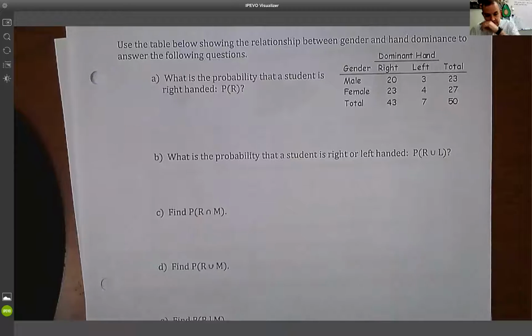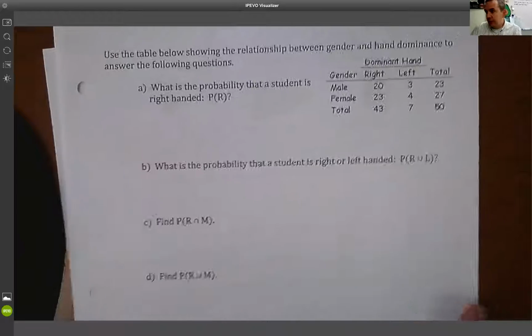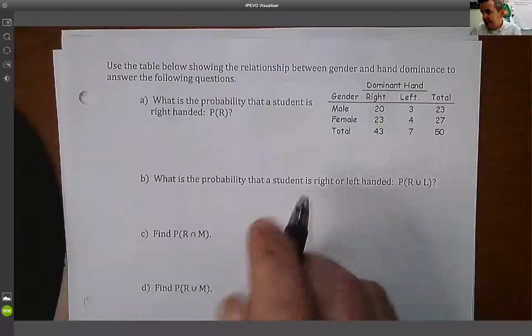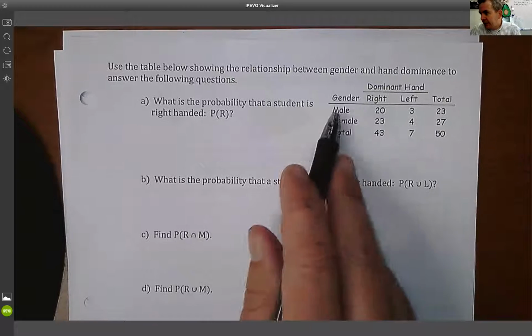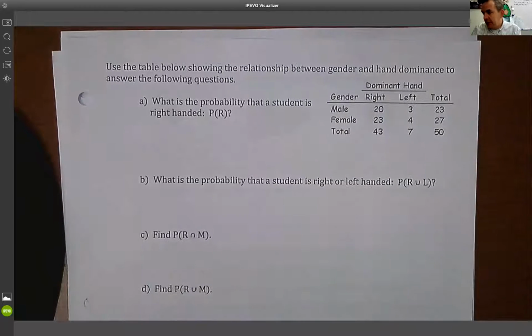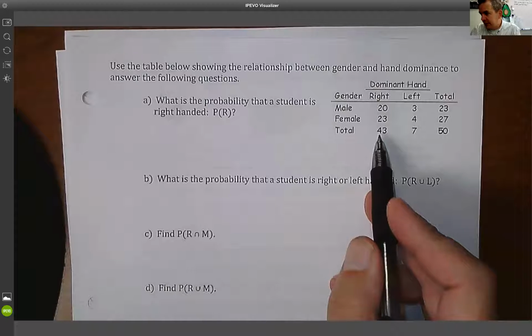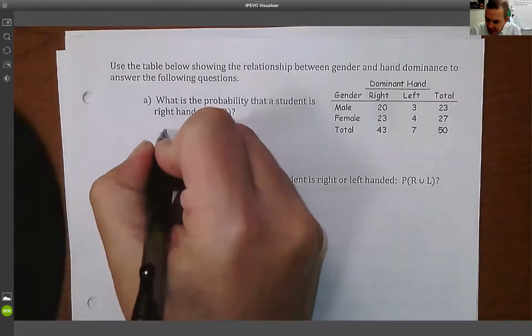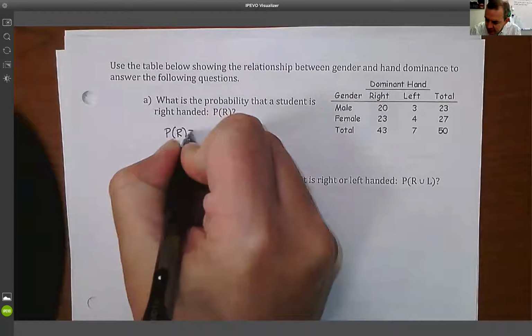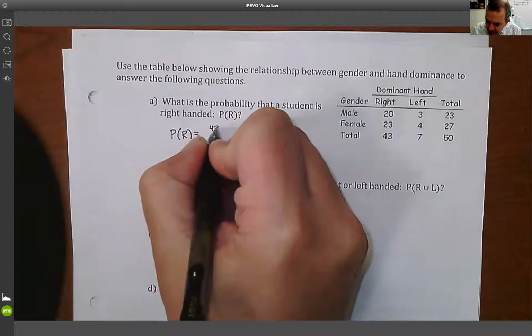Okay, so independence. Let's walk our way through what independence is again. We'll go through this two-way table again. We have dominant hand, right or left. We have gender, male or female. What is the probability that a student is right-handed? So we're going to find our right-handed students right here. The probability of being right-handed is equal to 43 out of 50.